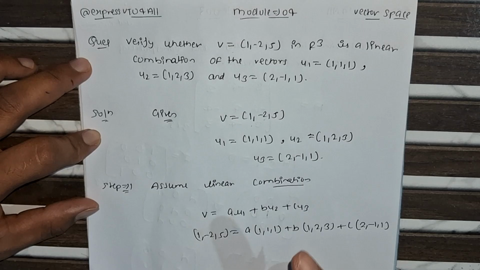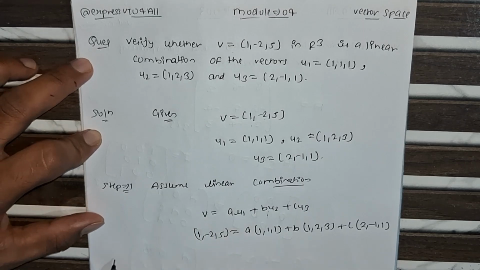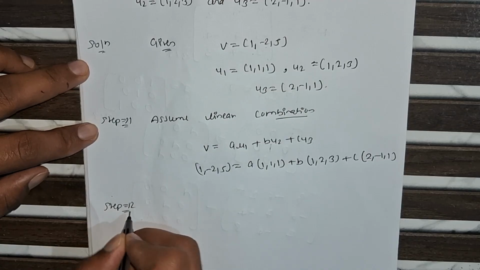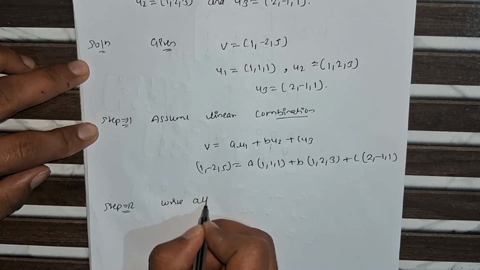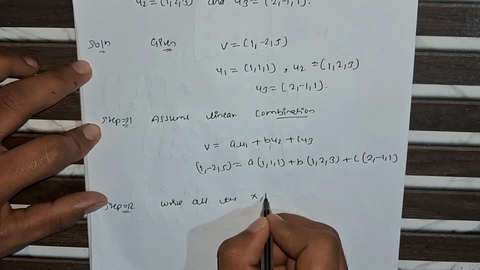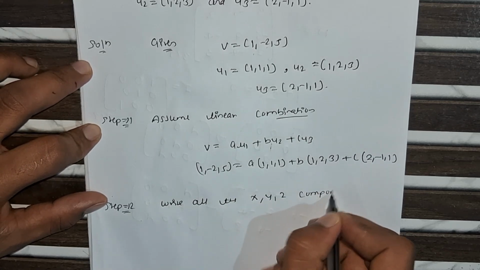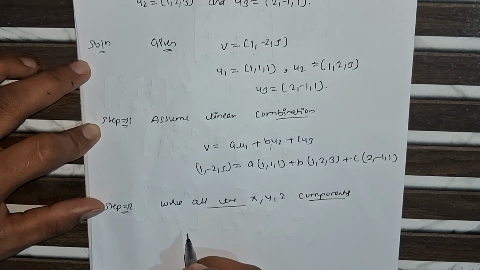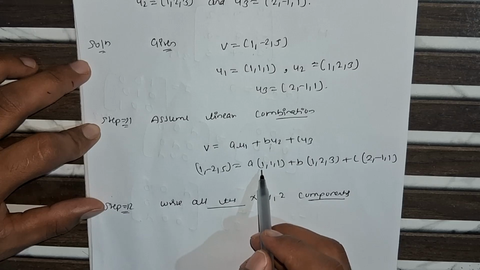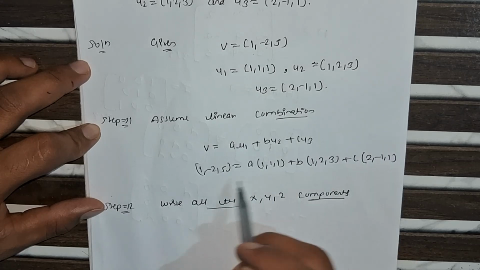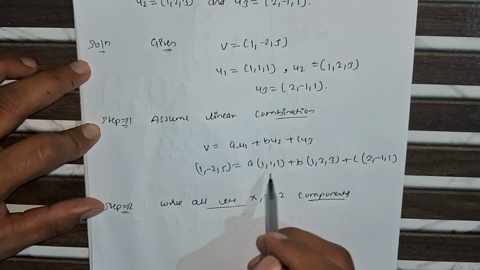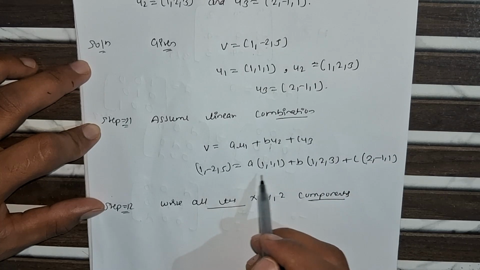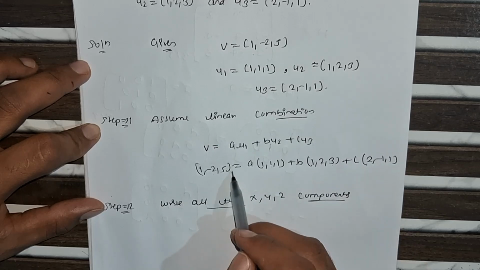Now what is our step 2? Step 2 is write all the x, y and z components. What is our x component? The x component means 1, 1, 2. This is our x component with respect to the given vector, 1. The y component is 1, 2, -1 with respect to the given vector, which is -2, and the z component is 1, 3, 1 with respect to 5.